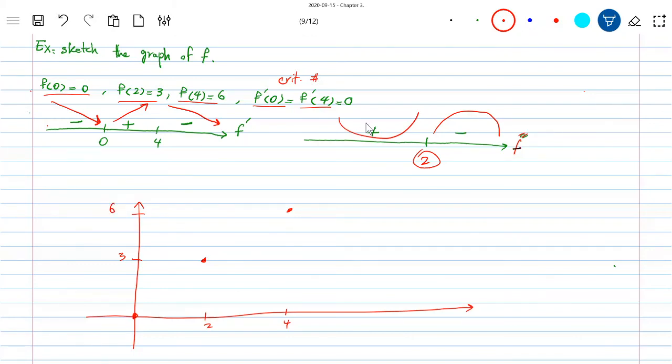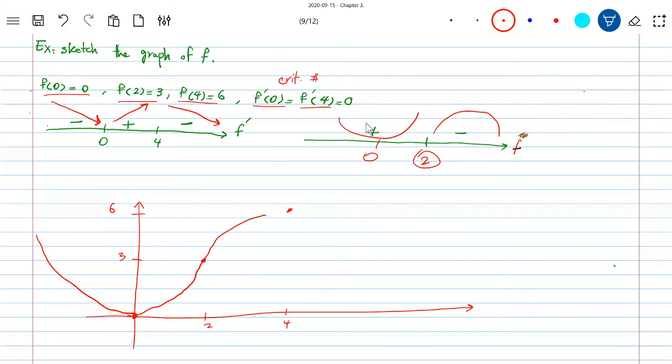Okay. So what do we know? The function is decreasing up to 0. And decreasing how? 0 is less than 2, so decreasing concave up. Up to 0, the function has to decrease concave up, somehow like this. And from 0 to 4, the function has to increase. But from 0 to 2, it increases concave up.